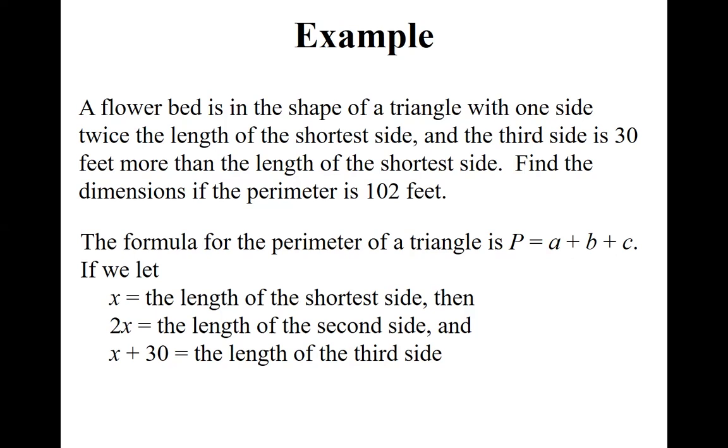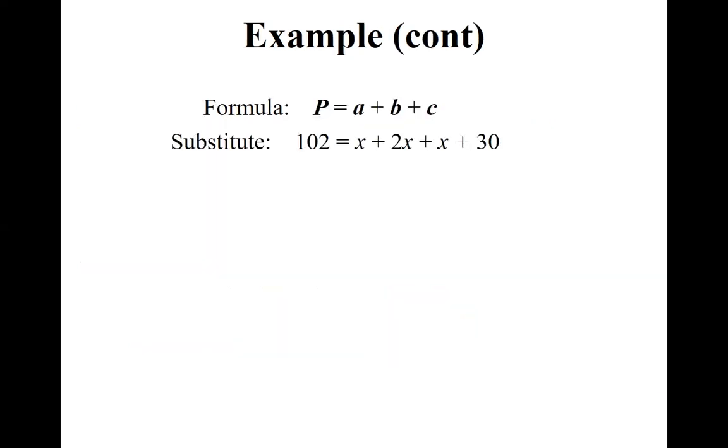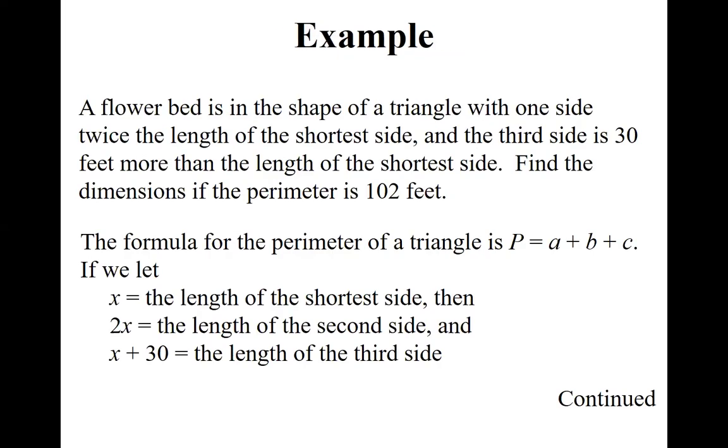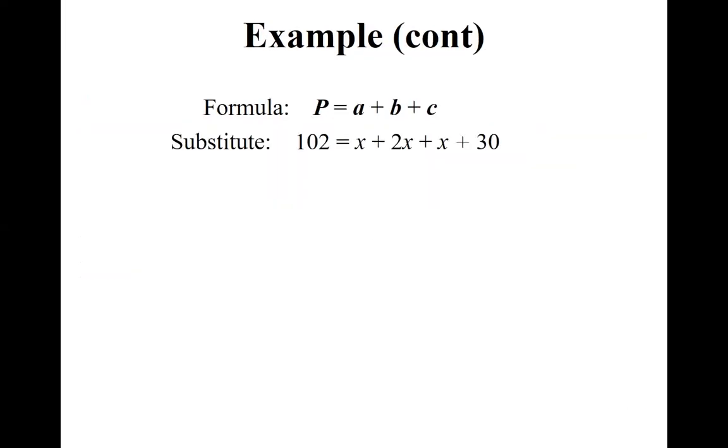And we know for perimeter, we add the sides. So the perimeter of a triangle is A plus B plus C, where A, B, and C are the side lengths. So we take our formula, we substitute in what we know. We know that the perimeter is 102 because we were told the perimeter is 102 feet. Our sides were X, 2X, and X plus 30, so we add X plus 2X plus X plus 30.